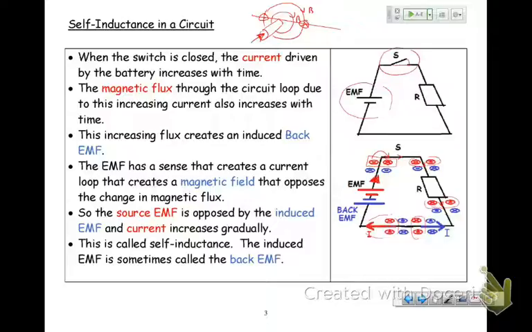Whereas we had a magnetic flux line going into the page here, we try and make one coming out of the page. And into the page there, we try and make one coming out of the page. So whatever we try and do, we do the opposite. And the way you do that is you induce a back EMF.